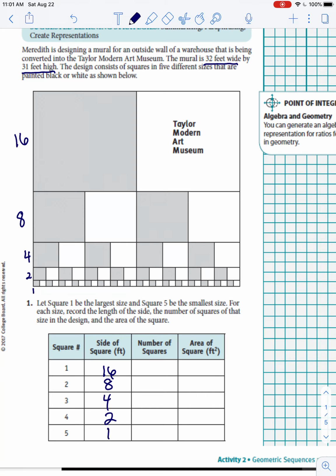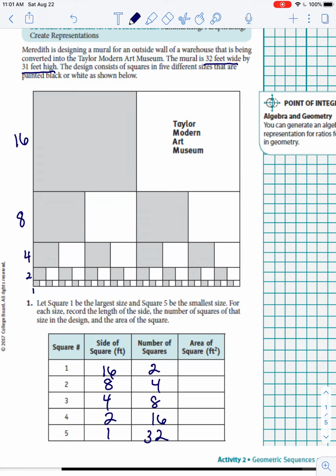All right, now the number of squares of that size is what we want to get next. In our first size, we can see there's only 2 of those 16 by 16 squares, so there's 2 of those big squares. And then there's actually 4 of the next size down, and then there are 8 of the next size. Finally, the ones with the 2 sides, there are going to be 16 of those. And then like we said at the beginning, there's 32 going across the bottom. So there's 32 of those 1 by 1 squares. So that's the number of squares we have of those sizes.